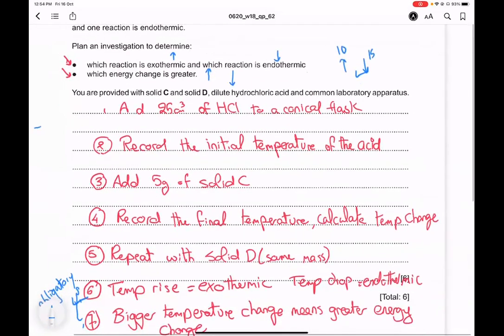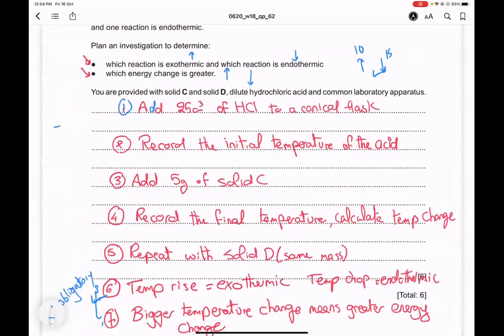First step, you will add 25 centimeter cube of the acid to a conical flask, and then you will record the initial temperature. You must record initial and final temperatures in order to get the energy changes, okay? And then you will add 5 grams of solid C and record the final temperature and calculate the temperature change. You can say record the final or calculate the energy change directly, okay?